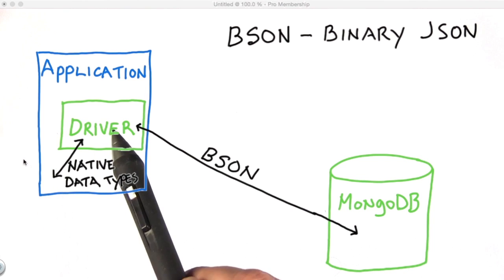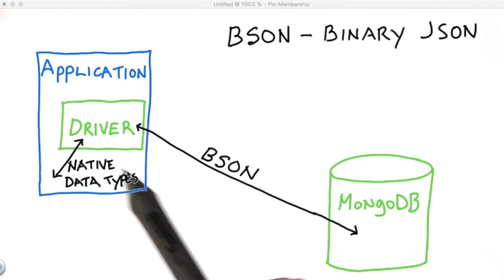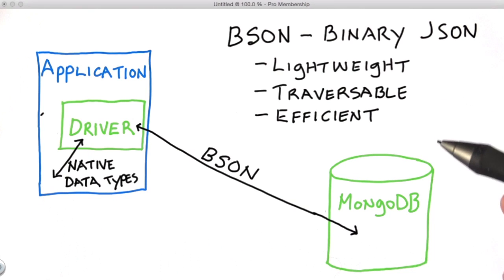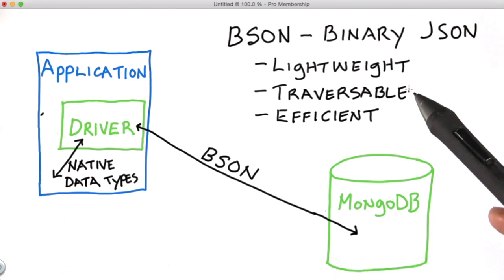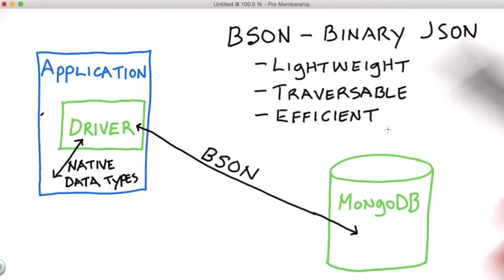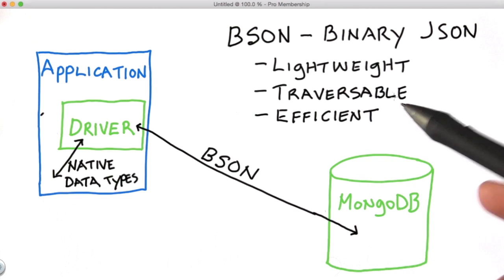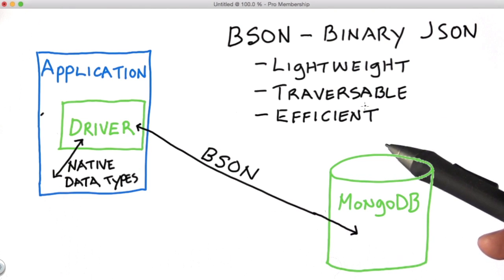On the application side, MongoDB drivers map BSON to whatever native data types are most appropriate for a given programming language. BSON was designed to be lightweight, meaning that the space required to represent data is kept to a minimum. BSON is also traversable to support the variety of operations necessary for writing, reading, and indexing MongoDB documents. Finally, BSON is efficient, meaning encoding data to BSON and decoding data from BSON, as the drivers need to do, can be performed very quickly.